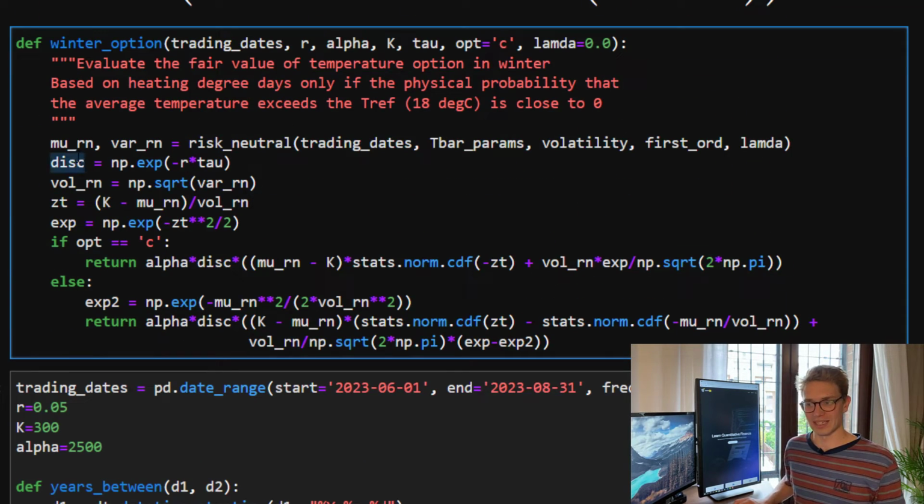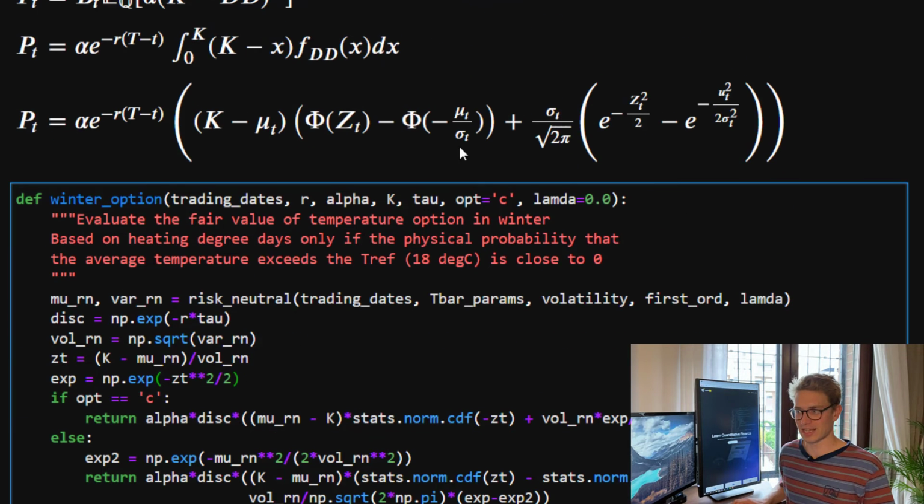I'm going to come up with our discount rate, so exponential minus r times tau. I've got our risk neutral volatility, which is just the square root of our variance. And then I've got zt, which is k minus the mu divided by our volatility. And then our first exponent is going to be numpy exponential minus zt squared divided by 2. And as you can see, that's used in a number of parts in both the put and the call.